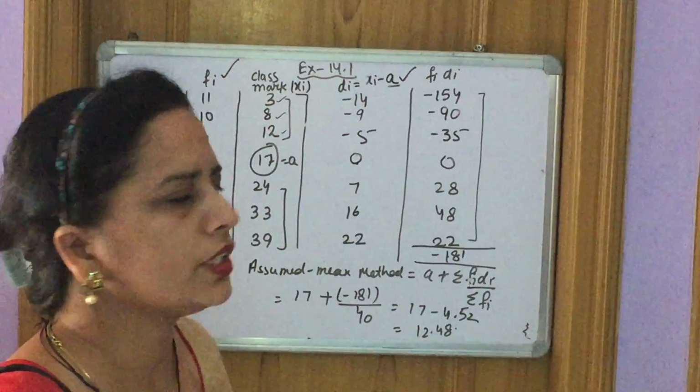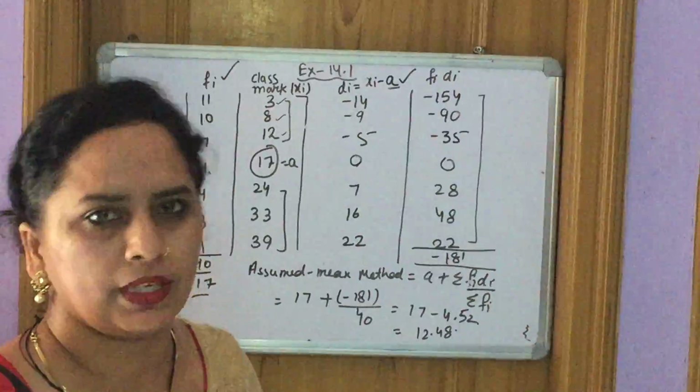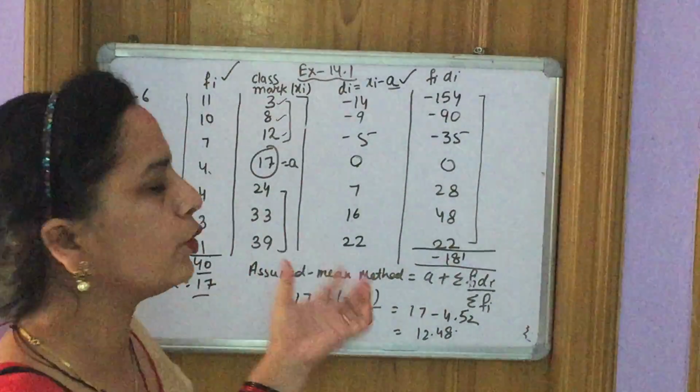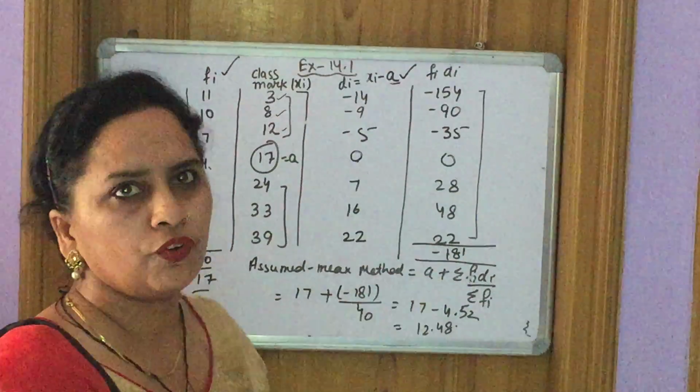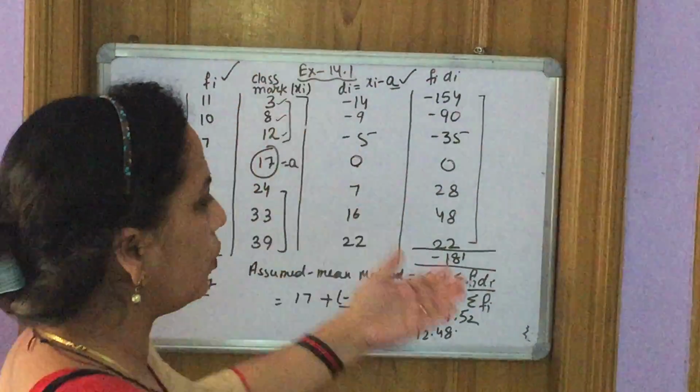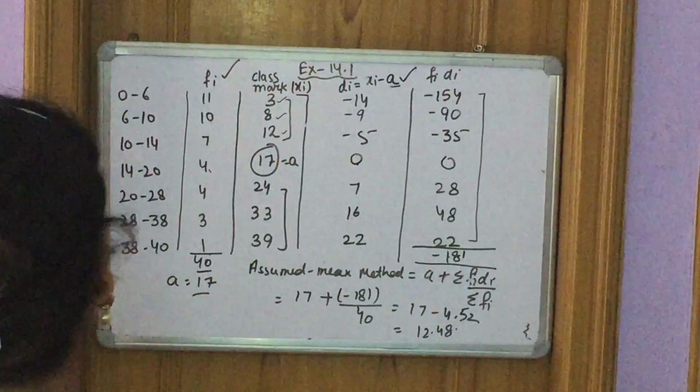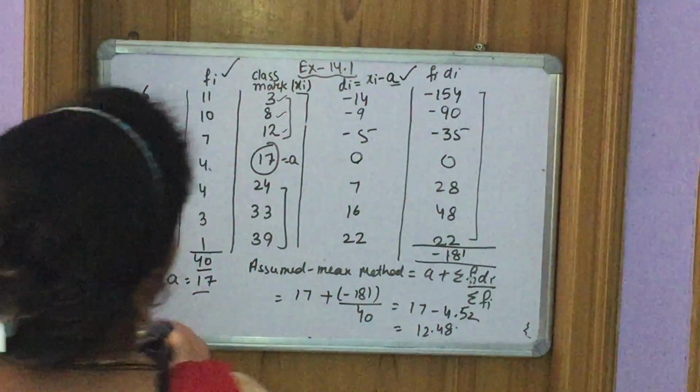So this is our question. This is the assumed mean method. The only difference in both of the methods is the term h. Just remove the term from di and also from the formula. Now we will do the next question.